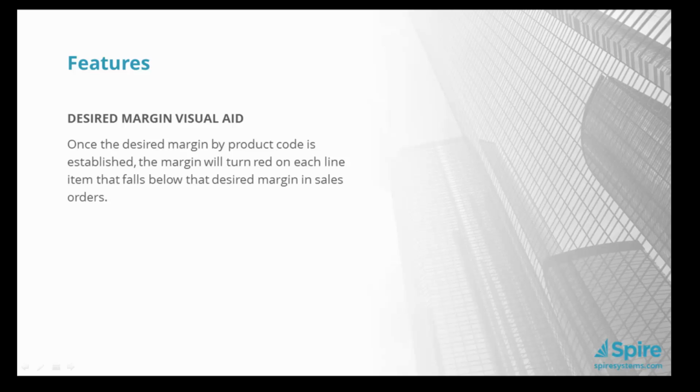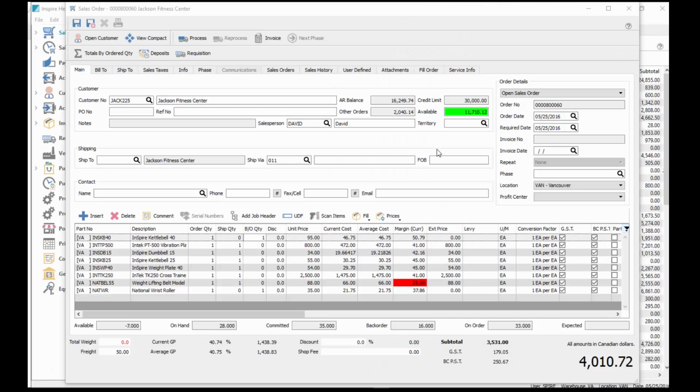So once a desired margin for a product code is established, the margin will turn red on each line of the sales order that falls below that desired margin. And the user can then change the price. This is especially helpful as currency rates go up or down and the prices are falling below what our expected margins are. They can be corrected before they get too bad. So it's very easy to see visually if we're selling an item below the accepted margin for that product group.